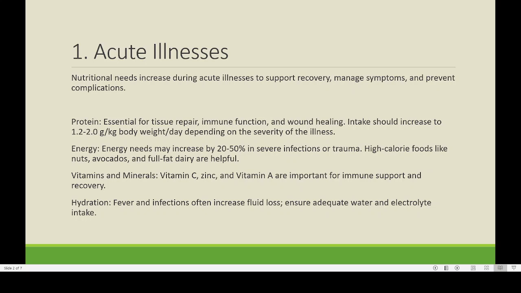Similarly, the necessity of vitamin C, zinc and vitamin A is also high during illness. As for water, fever and infection often increase fluid loss. Sometimes during a fever there will be diarrhea and vomiting, and a lot of fluid will be lost from your body. To ensure adequate water and adequate intake of electrolytes, you have to drink more water.